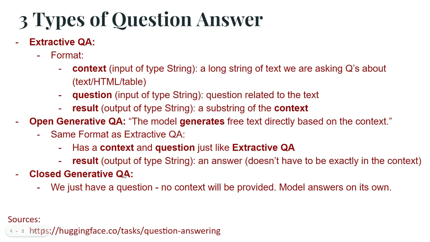And then finally, we have closed generative QA, which is basically we don't even have a context. We don't have background information provided. You just have the question. You ask that to the model, and the model will generate the answer on its own. So again, the three types: extractive QA, you get the substring of the background information you provided. Open generative QA, you might get some information from the background information string, like the context that you provided, but it's also going to build on top of that. And then finally, closed generative QA, it's just going to answer. There's no context information provided.